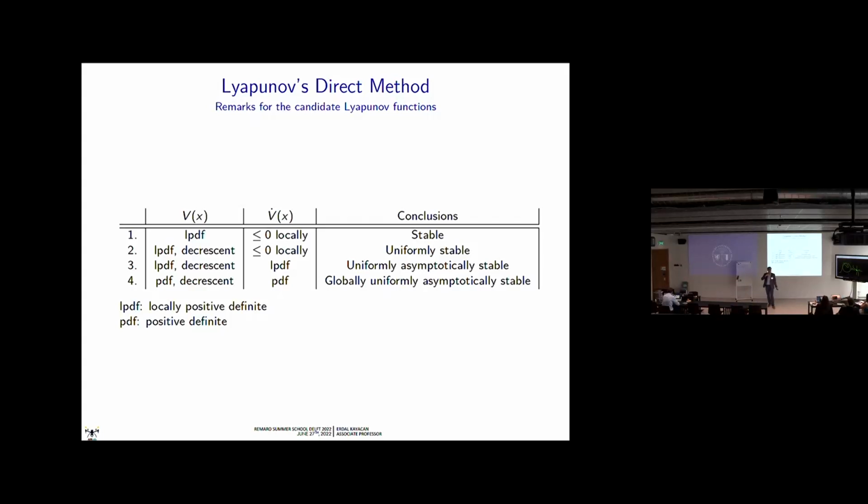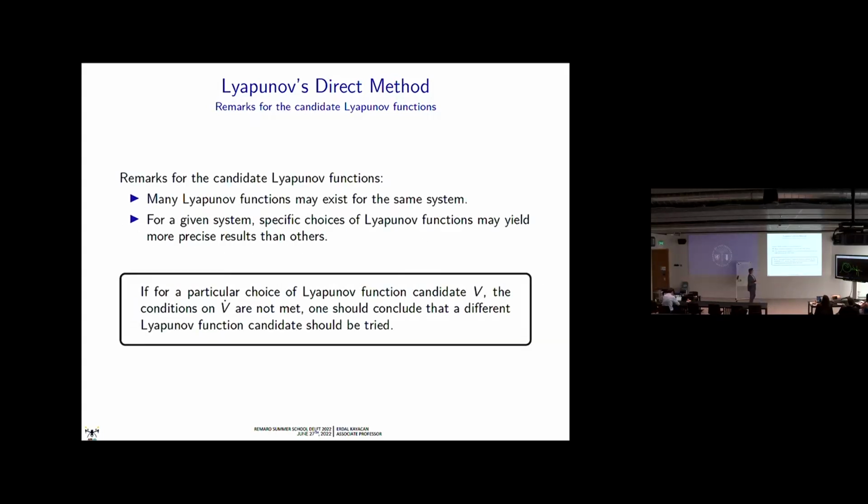So overall, you may see my results here. Many Lyapunov functions may exist for the same system. So as a student, it's your task to find the correct one. For a given system, the specific choices of Lyapunov functions may yield more precise results than the others. So that means, okay, it's another weakness of Lyapunov.